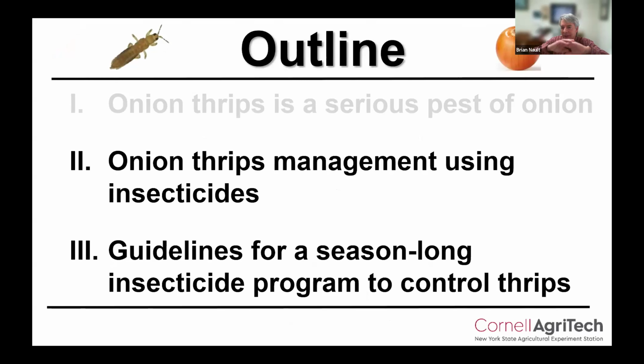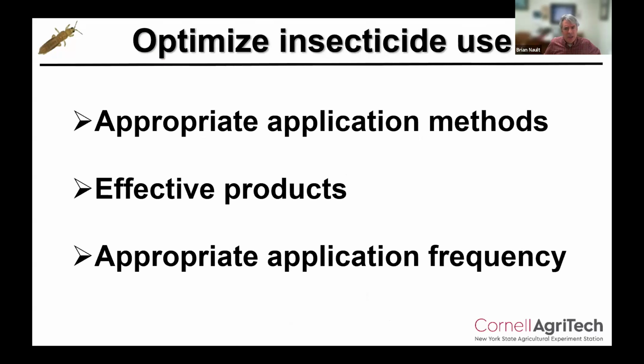I just finished a little bit of background on why onion thrips has become such a serious pest and will probably continue to be. Now I'm going to talk a bit about management using insecticides. I think it's really important to know that we need to optimize insecticide use, and that's going to involve three major issues. Number one, you have to use appropriate application methods. Number two, you need to use effective products. And lastly, you need to time those insecticides appropriately. I'm going to go through all of these now.